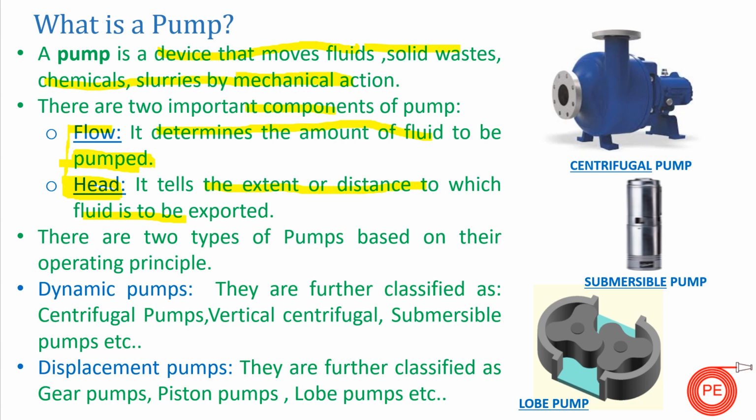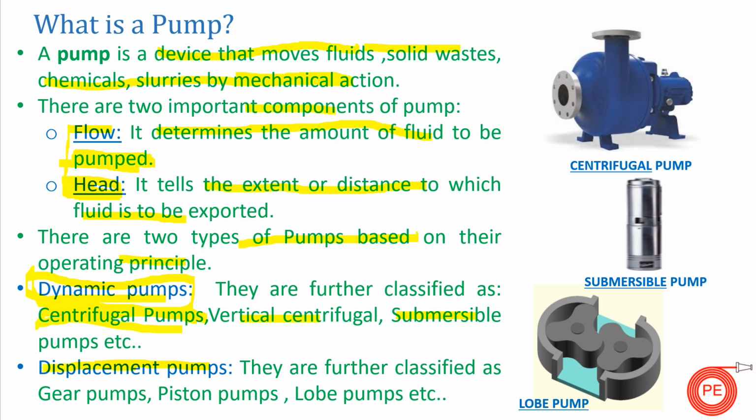Moving on, there are two types of pumps based on their operating principles. One is dynamic pumps and the other is displacement pumps. Around 80 to 90% of pumps used in industries are dynamic pumps. Dynamic pumps can further be classified as centrifugal pumps, vertical centrifugal pumps, submersible pumps, and many more. Around 80 to 90% of industrial operations are carried out by centrifugal pumps, because of their low capex and opex and ease of maintenance.